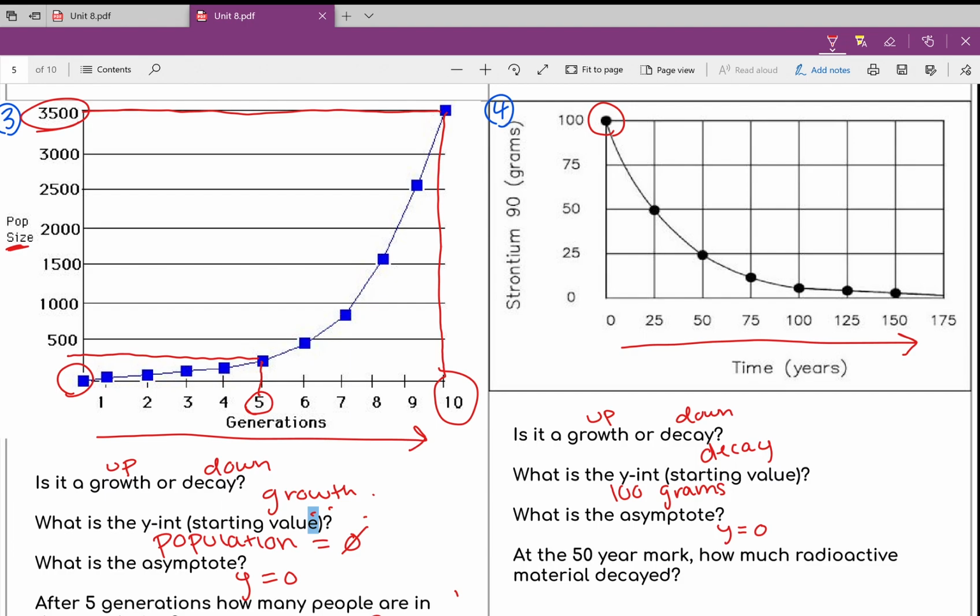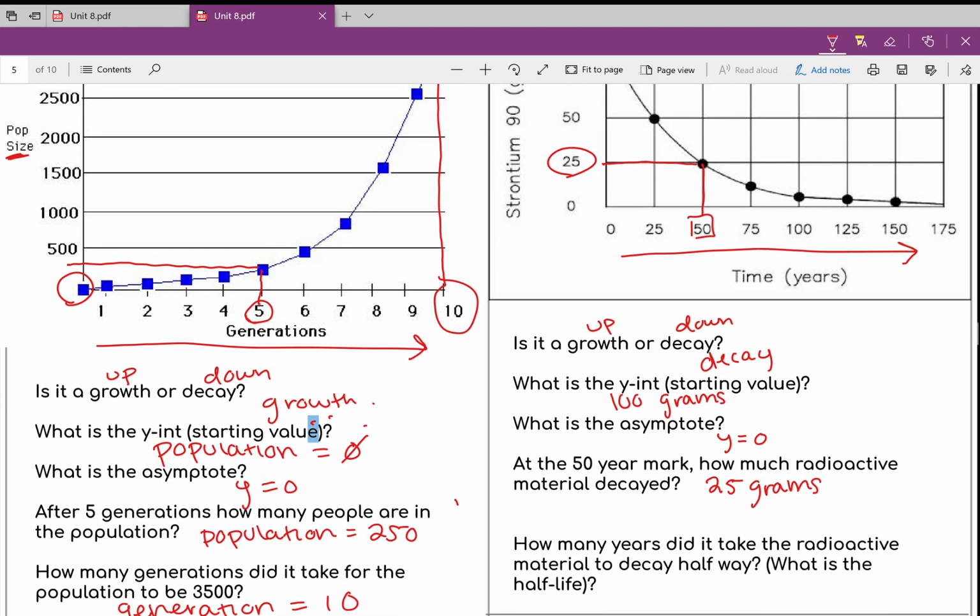At the 50-year mark, how much radioactive material decayed? At the 50-year mark, so that's right here. So it looks like at the 50-year mark, instead of 100 at the beginning, now it dropped all the way to 25. So after 50 years, the material is going to be 25 grams.